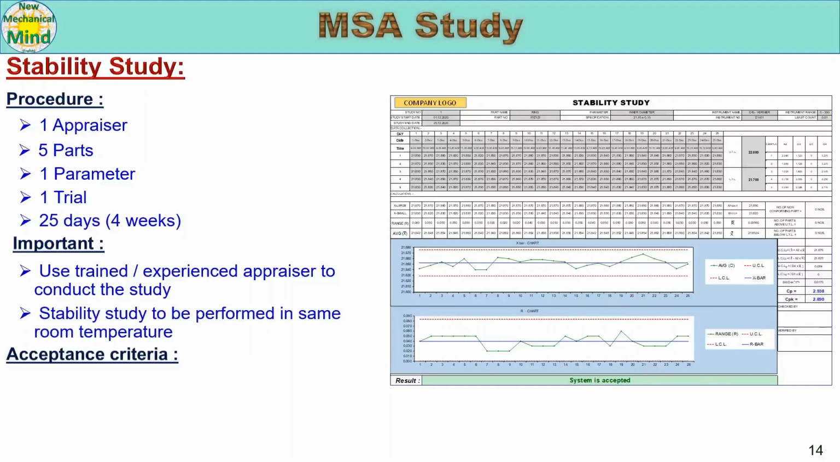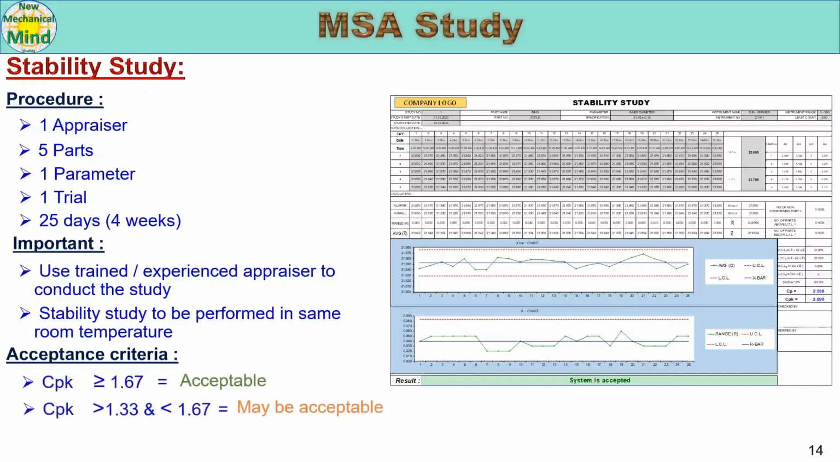Acceptance criteria for stability study is CPK greater than or equal to 1.67 is acceptable. CPK greater than 1.33 and lesser than 1.67 may be acceptable. CPK less than 1.33 is not accepted. These are the acceptance criteria for stability study.